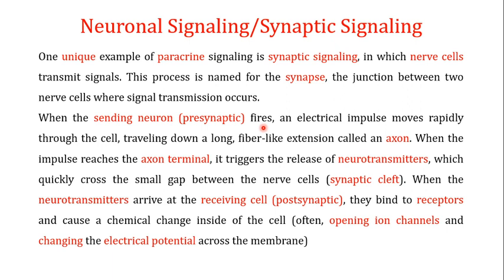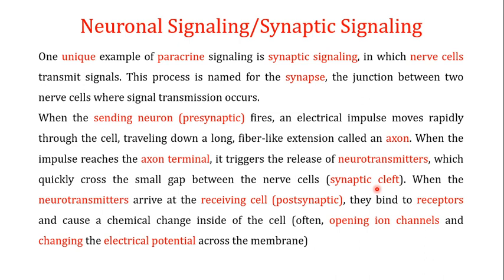Now, when the sending neuron or presynaptic neuron fires, an electrical impulse moves rapidly through the cell, traveling down a long fiber-like extension, which is called the axon. When the impulse reaches the axon terminal, it triggers the release of neurotransmitters, which are the signaling molecules that quickly cross the small gap between the nerve cells, and this small gap is called the synaptic cleft.